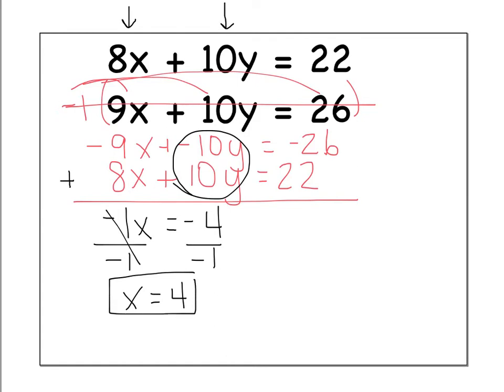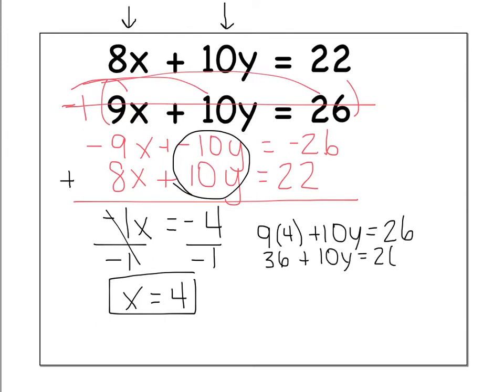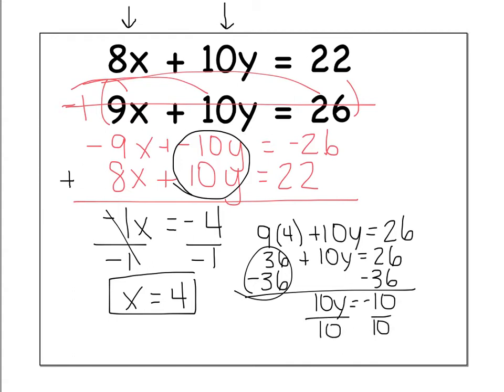I'm going to take that value and plug it into either one of the equations. I'm just going to choose the bottom one this time. So it's going to be 9 times 4 plus 10y equals 26. 9 times 4 is 36, plus 10y equals 26. Subtract 36 from both sides. We get 10y equals negative 10. Divide both sides by 10, and y equals negative 1. We'll write our answer as a coordinate point. We get 4, negative 1.